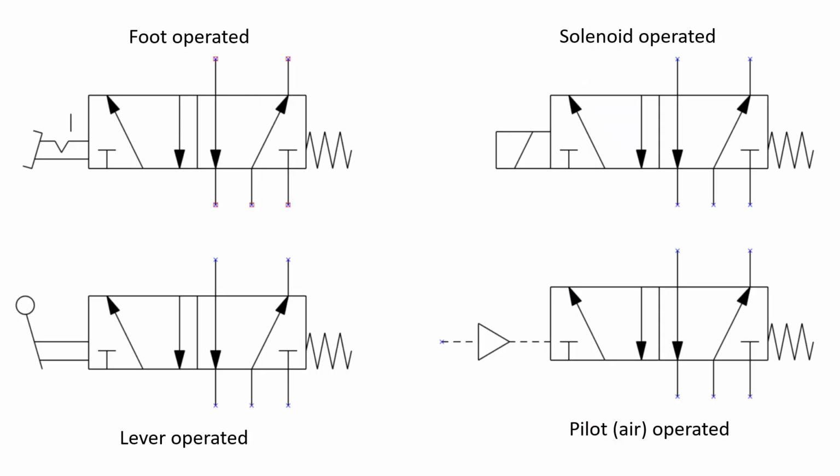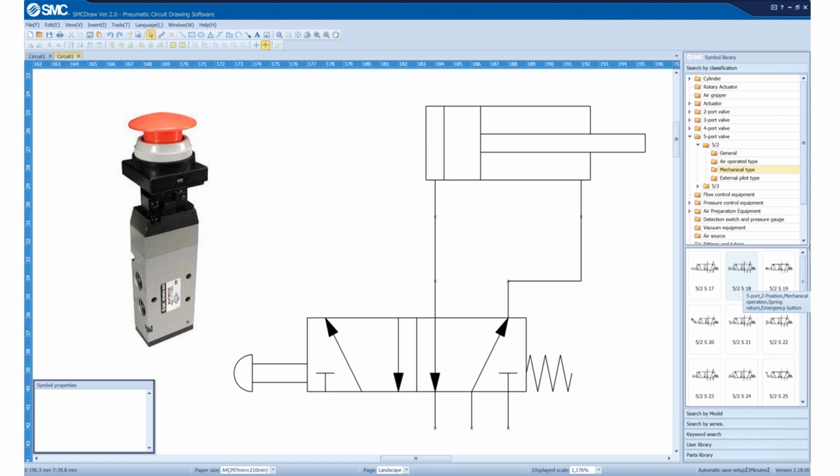Our particular directional control valve is push button operated, but directional control valves can be actuated by push buttons, solenoids, levers, and compressed air. Once again, I've located the appropriate directional control valve. I've dragged and dropped it into my SMC Draw workspace.